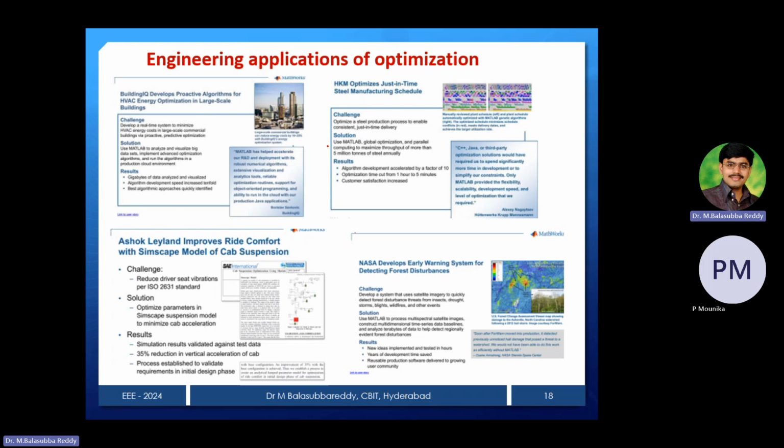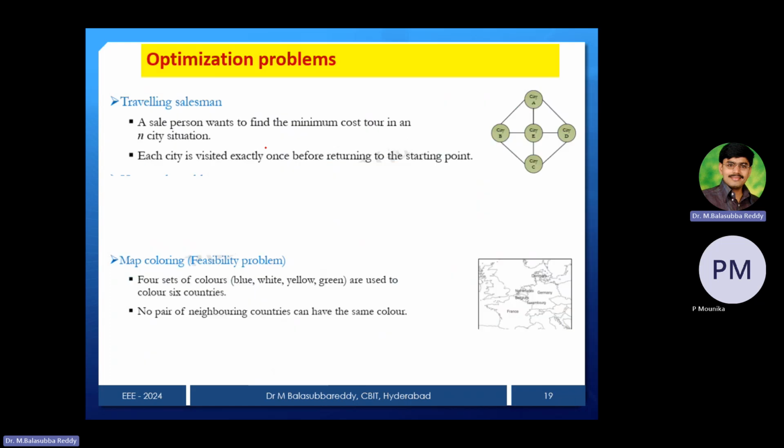And you can see some journal papers also. NASA developed an early warning system for detection of coastal disturbances. Or Ashok Leyland also used ride comfort with a Simscape model, cab suspension. Like that, if you Google it, many more applications are available in our real world problems.